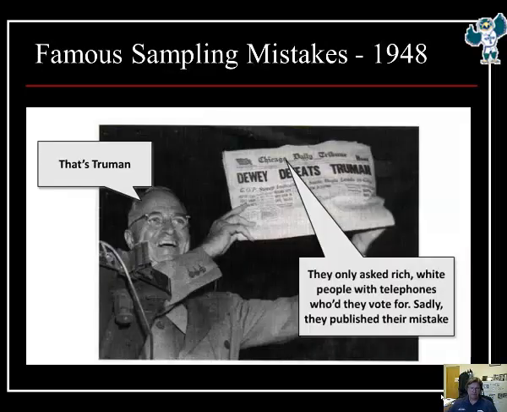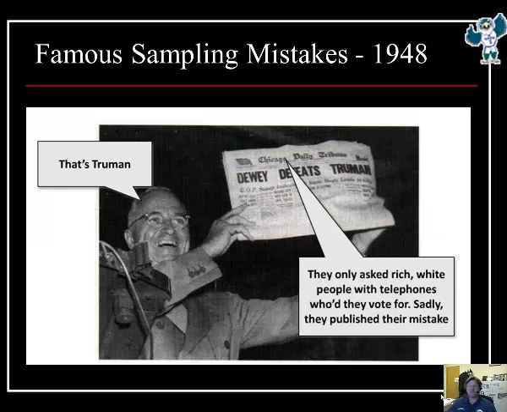Here's my favorite example. In 1948, in the presidential election, the Chicago Daily Tribune ran a story early predicting that Dewey defeats Truman. And they did this based on a telephone survey, their sample, where they felt that the people they were phoning were saying they were voting for Dewey, so they thought they could generalize that to the population. However, as this photo shows us, Truman won.